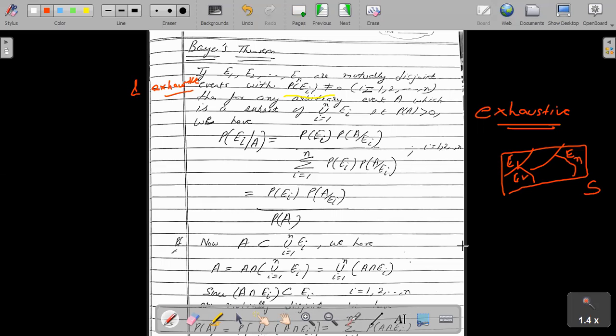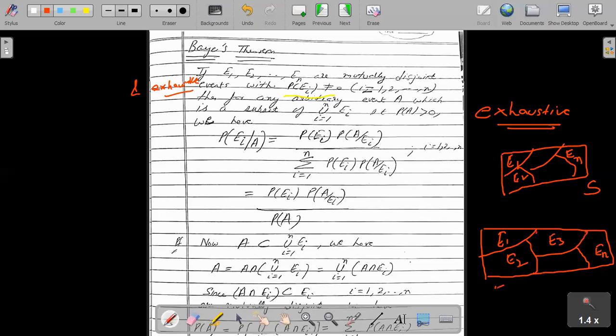So you see, and if you see from this diagram, they are disjoint also. So you see, this is your E1, this is your E2, this is your E3, and so on. This is your En. So this is your complete sample space S, right? So they are N events. They are mutually disjoint, so they have nothing in common, and they are exhaustive also. So when you place them together, you get the complete sample space, right?